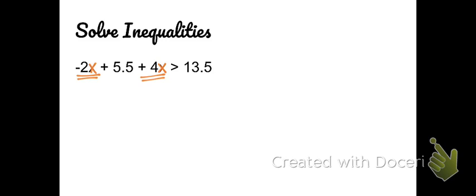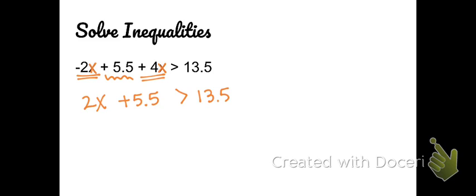Negative 2x plus 4x. Negative 2 plus 4 is 2. So negative 2x plus 4x is 2x. And then there's nothing else to combine with this plus 5.5. No other constants on the left side. Remember, you're just looking at one side at a time. On the right side, there's just one term, so I can't combine it with anything at this point. So we're good. So we've simplified each side of our inequality.